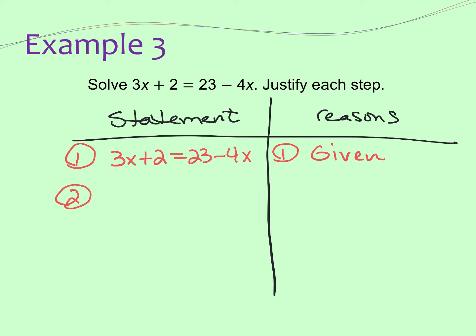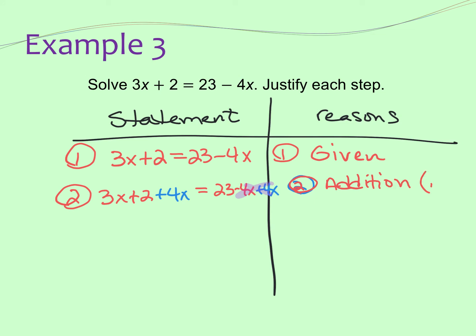So step number 2, I'm going to show that intermediate step, or I'm going to show you what I'm doing. I'm going to be adding 4x to both sides. So I have my original equation, and what I'm doing is I'm moving 4x to the other side by adding it to both sides. So I'm adding 4x to the left and the right. Adding it to the right here is causing this to cancel. It's making it disappear. But what I did was the addition property of equality. And again, POE.